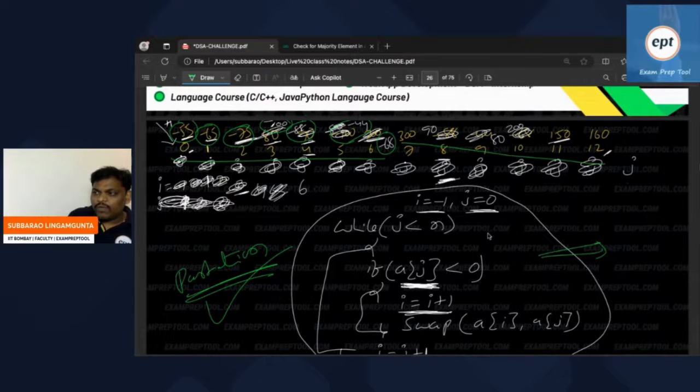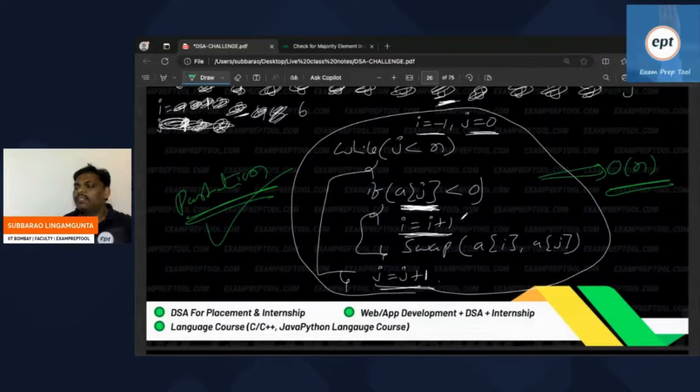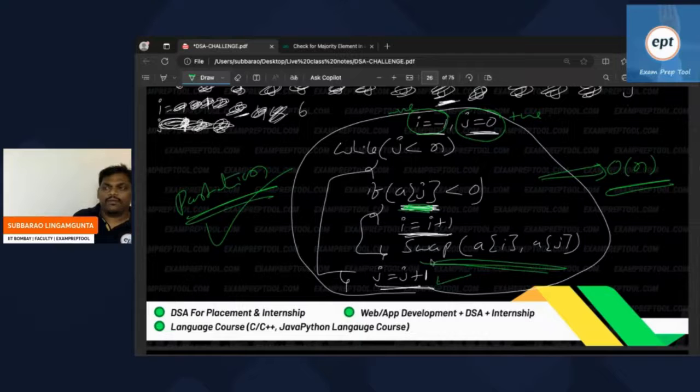The time complexity is one for loop or one while loop, order of n time. By taking one scan, I made all positives one side, all negatives one side. This is the code for the partition algorithm. Very simple. i is meant for negative people, j meant for positive people. Whenever positive, j doesn't have any work: j is equal to j plus 1. Whenever negative, then some work is there: i is equal to i plus 1, swap A of i, A of j. Purpose is keeping all the negatives one side, all positives one side. One loop is required, which is order of n.